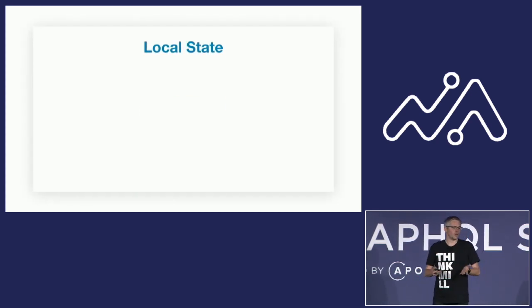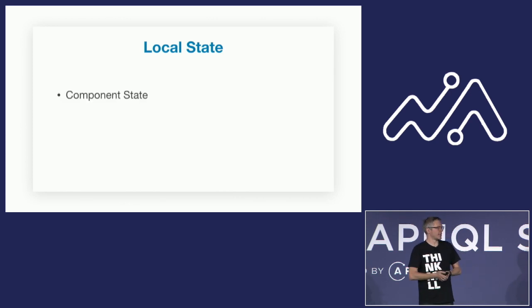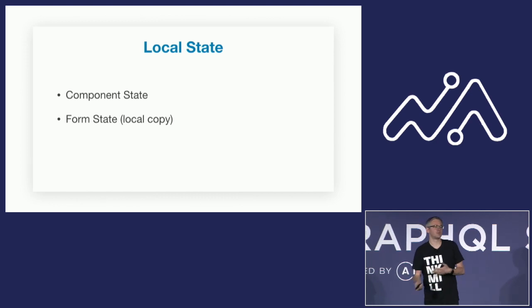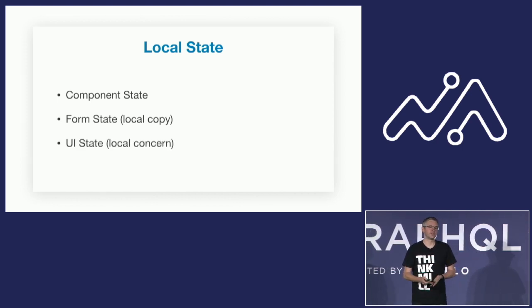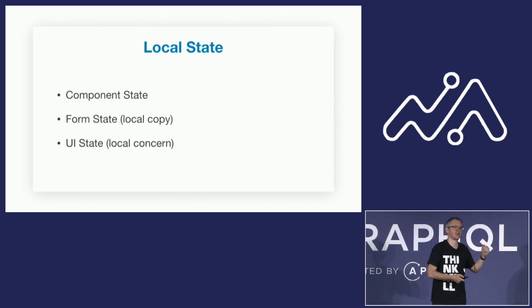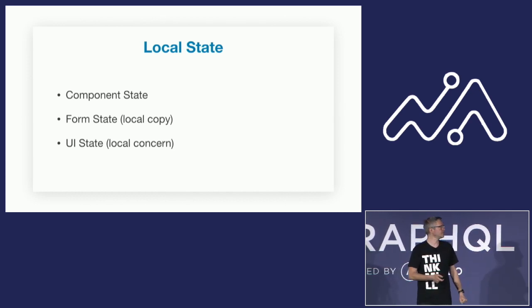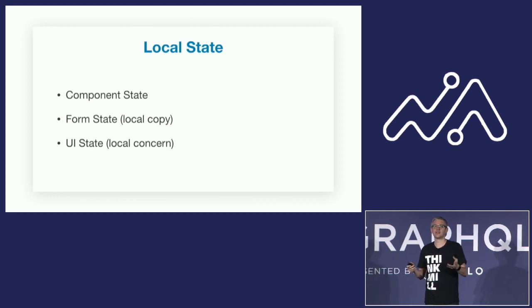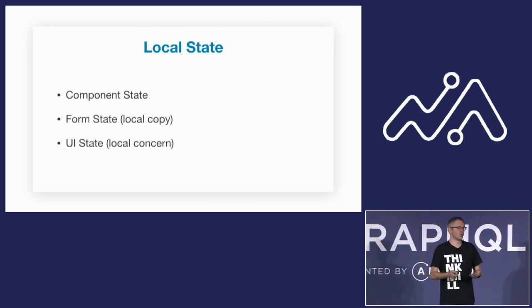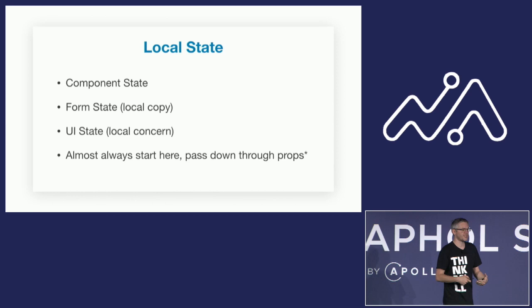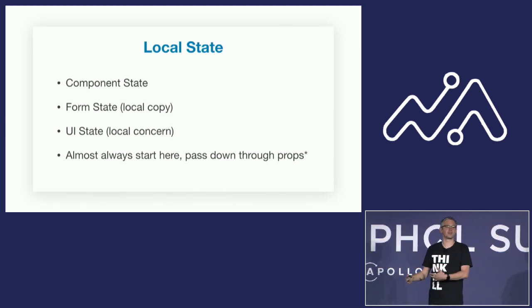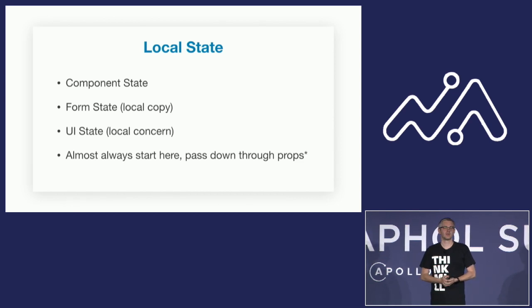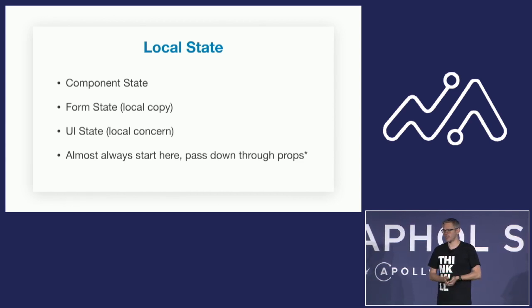The guidelines for local state: use it for things like component state, form state, keeping a local copy of something before you submit it, and also various UI state, like the fact that that menu is open or closed. Local state is your best friend as an application developer. This is pretty much always where you want to start, and you pretty much always want to start by passing it down to other components through props. It's a nice, easy way to start.